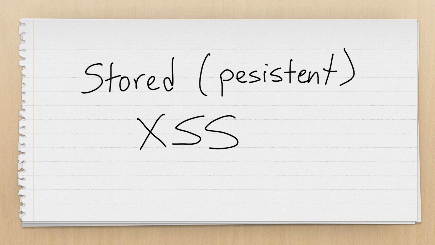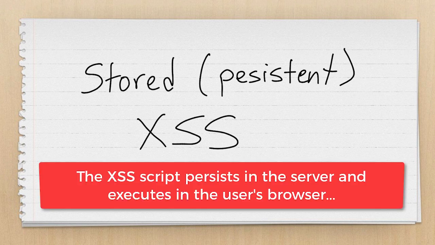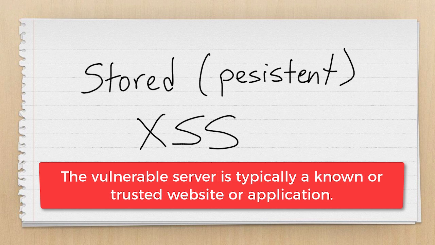Now, an example of a stored cross-site scripting attack is when the user requests the stored information from the vulnerable or malicious server. Then it causes the injection of the requested malicious script into the victim's browser, right? So in this type of attack, the vulnerable server is usually a known or a trusted site as well.